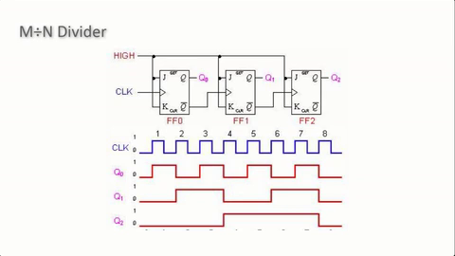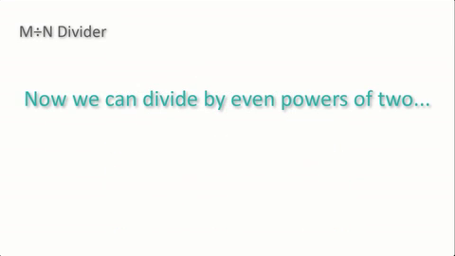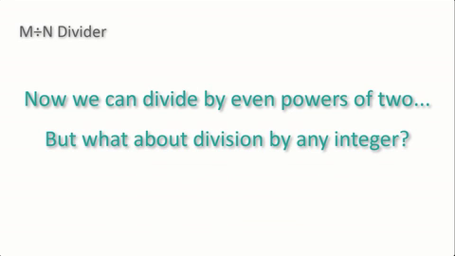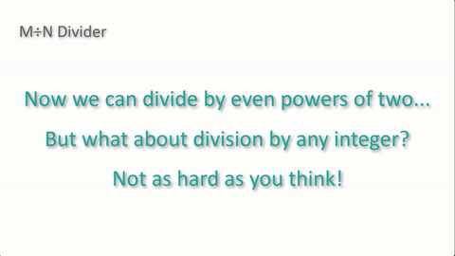Now, that covers division by powers of 2: 2, 4, 8, 16, and so on, but what about division by integers that aren't powers of 2? Well, it turns out that's pretty easy as well, and there are multiple ways of implementing a divide by n counter, where n is some arbitrary integer.